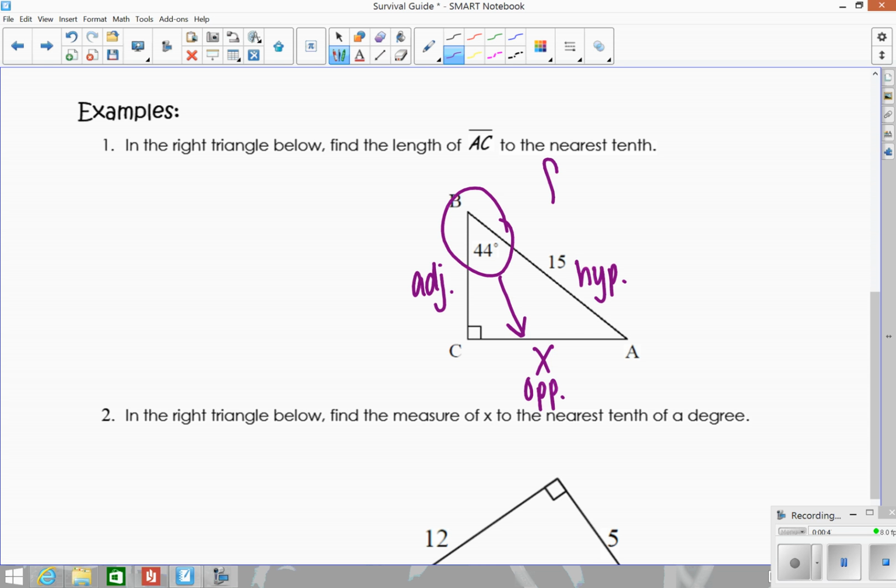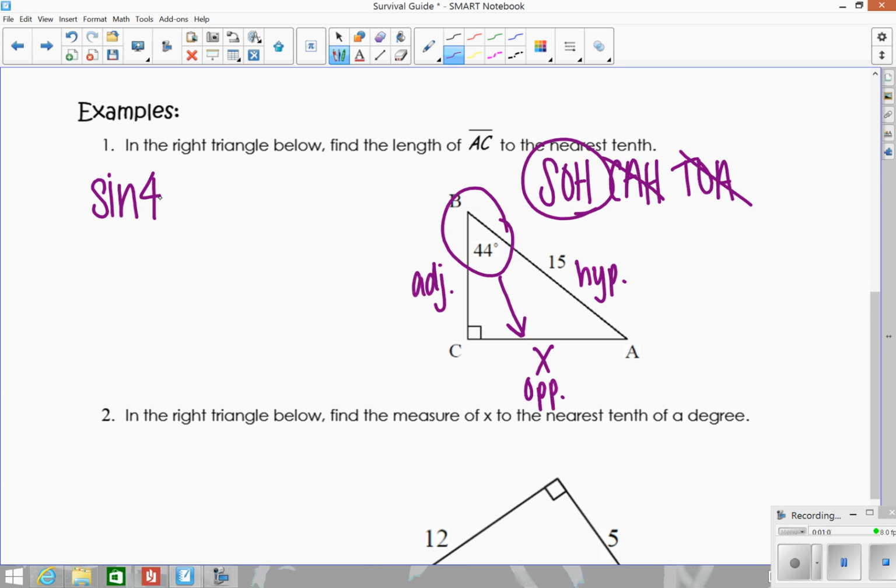So then when you think about SOHCAHTOA, you want to figure out which one of these you'll be using. We don't have anything on the adjacent, so that means anything with an A in it I won't be using. And I'll be using SO, which stands for sine. So it's going to be sine of the angle, which is 44, equals the O, which is opposite, so X, over the hypotenuse, which is 15.